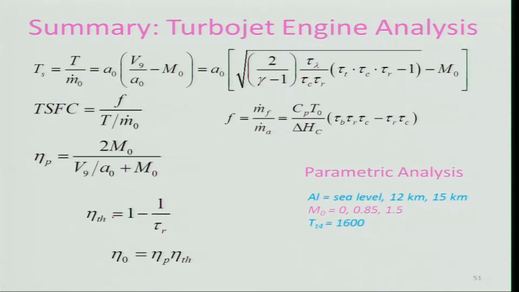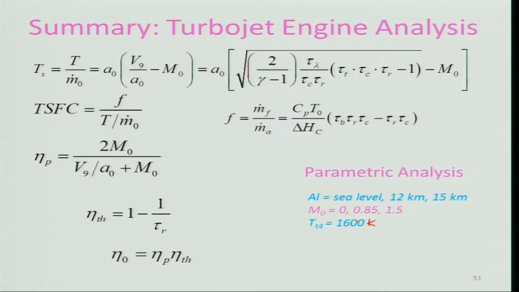And what we will do now, we will take three cases. One is the Mach number of 0, right? That is the sea level condition, and another we will take the long range vehicle, the passenger aircraft at 0.85, which can operate at 12 kilometers altitude, and then the fighter aircraft, which corresponds to 1.5, at 15 kilometer altitude. And we are keeping the turbine inlet temperature, or the combustor exit temperature, at 1600 Kelvin, right?